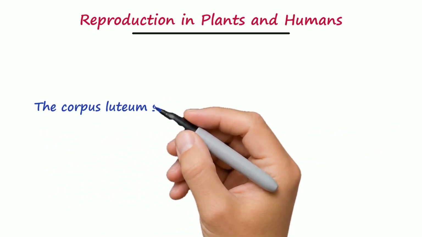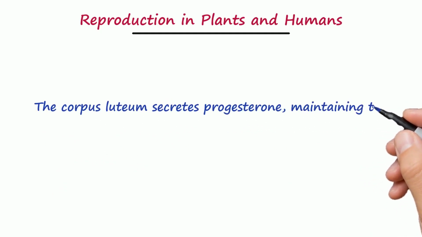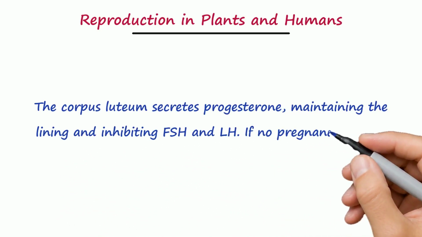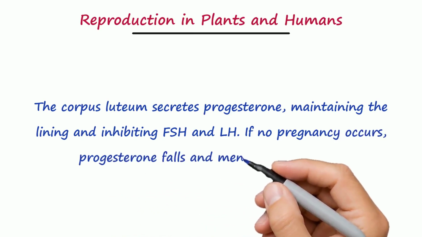The corpus luteum secretes progesterone, maintaining the lining and inhibiting FSH and LH. If no pregnancy occurs, progesterone falls and menstruation begins.